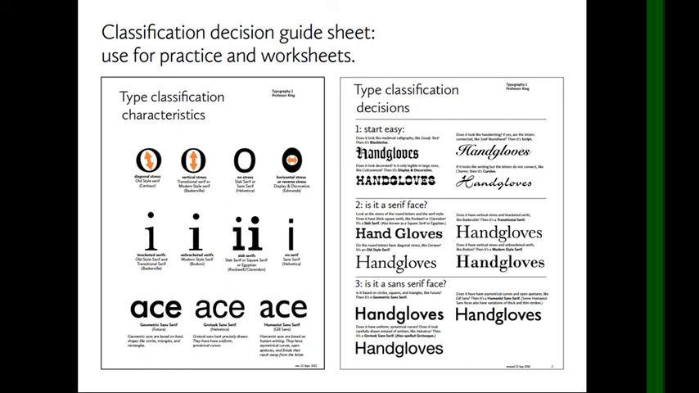Is it black letter? Is it display and decorative? Does it look like handwriting? If so, is it script or cursive? Then our second general breakdown is: is it serif? How to tell our 4 different serif types, and then lastly, is it sans serif? How to tell between our 3 different sans serif types.